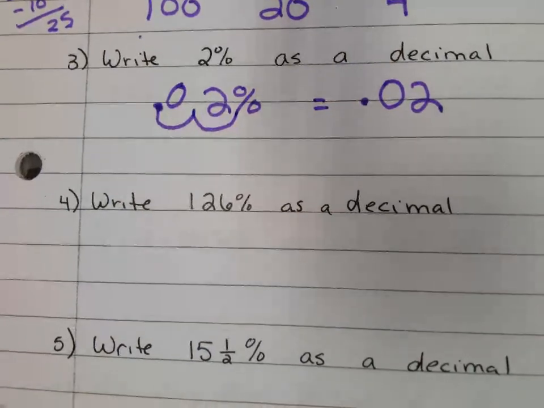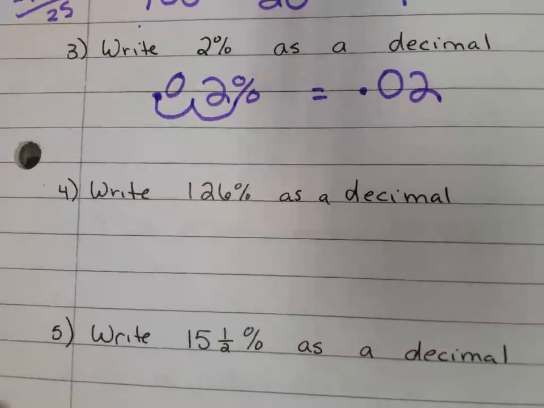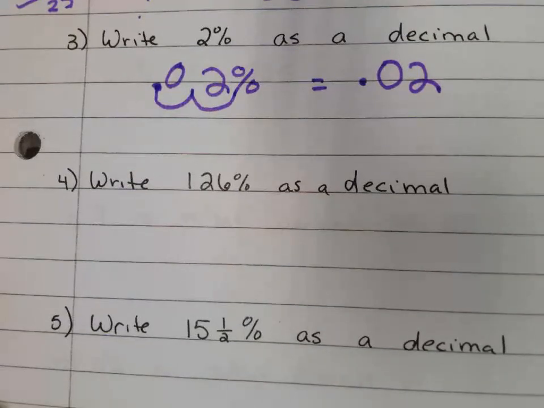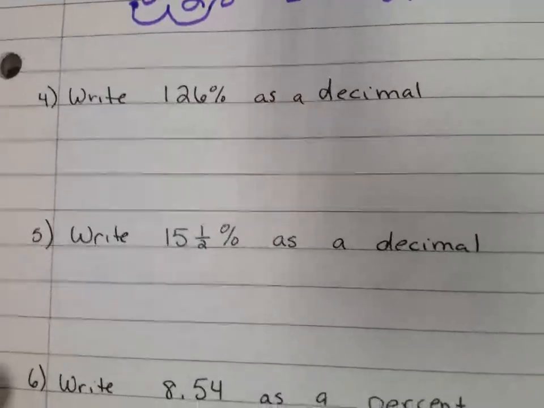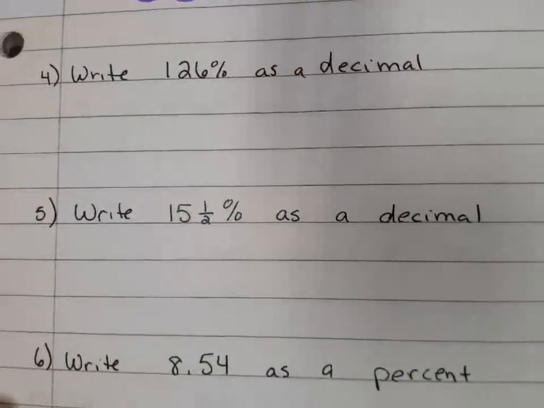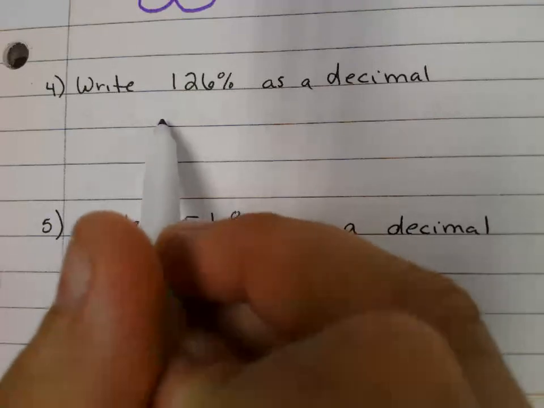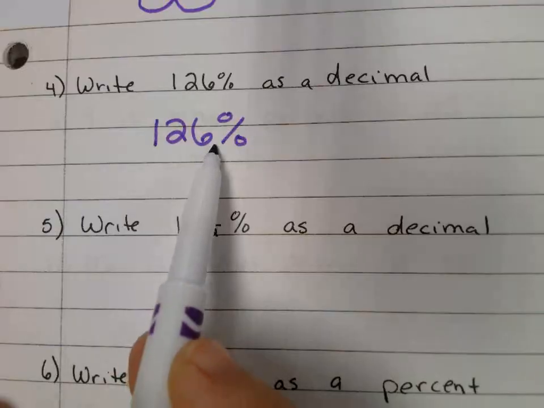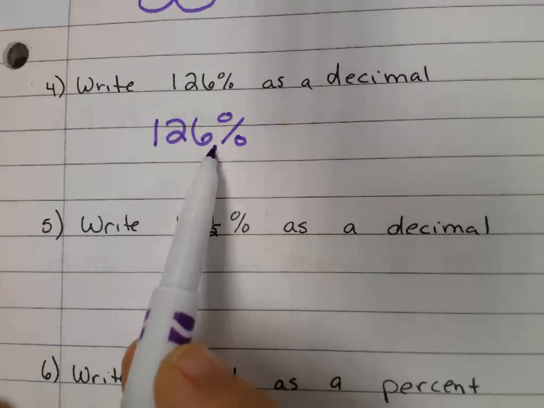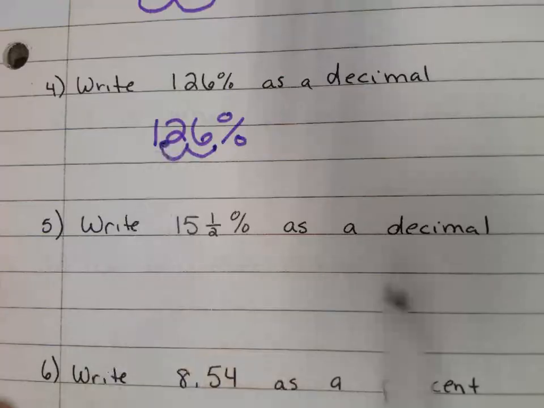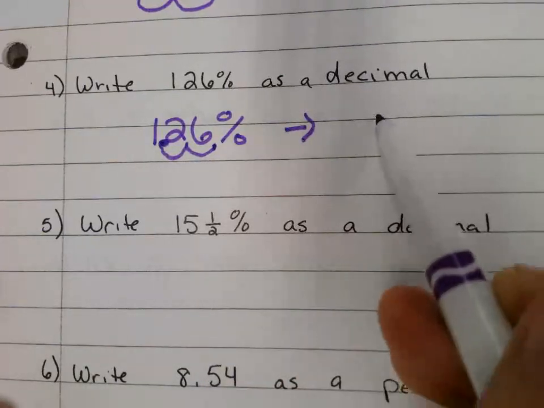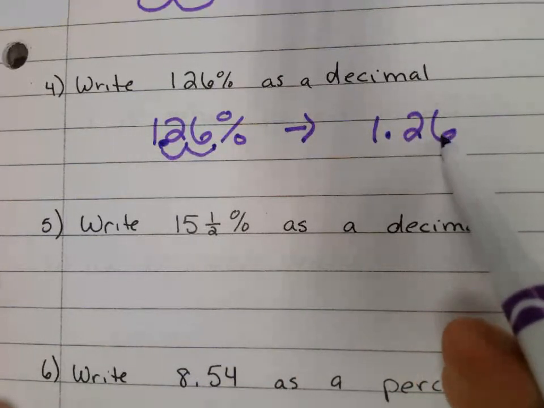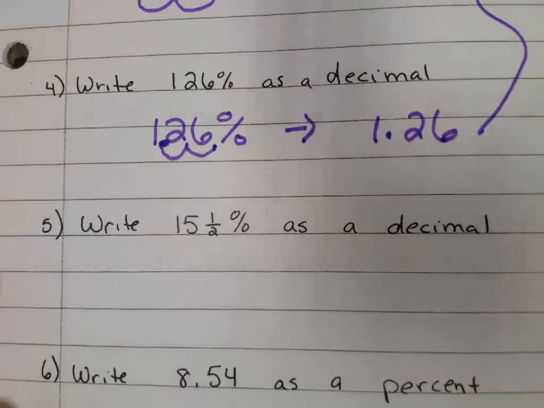So this gives me 0.02. Okay, on the next one, it says write 126% as a decimal. Same type of problem. I start with 126%. My decimal is right here, so I'm going to go back 1, 2. So my new decimal is going to be back right there. So this would be 1.26. So for these problems, you're moving 2 to the left.